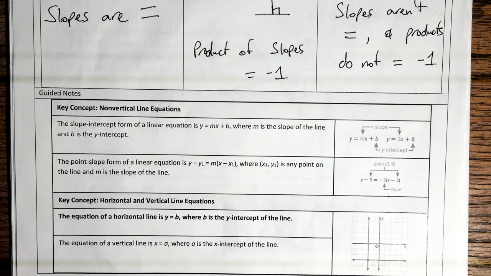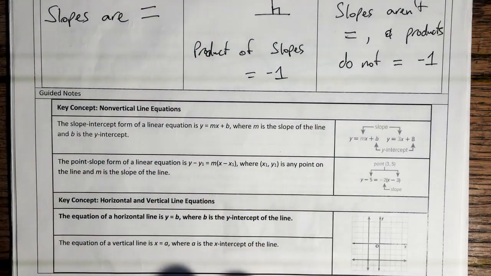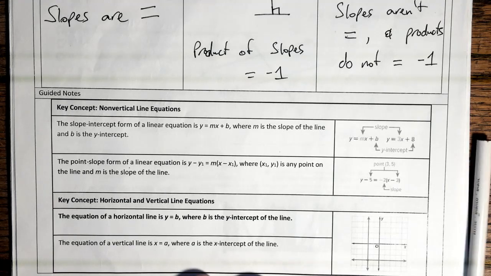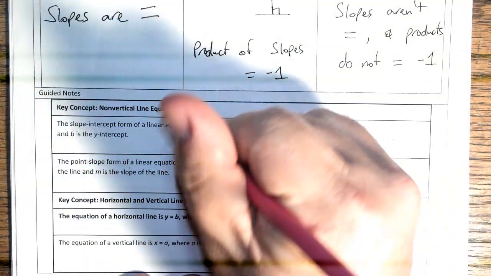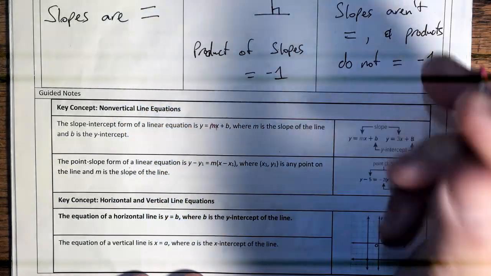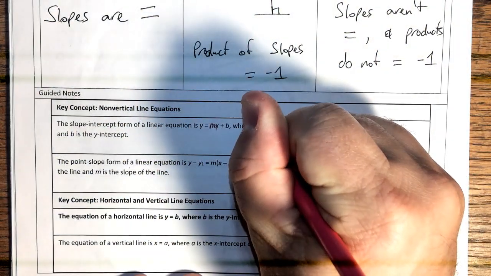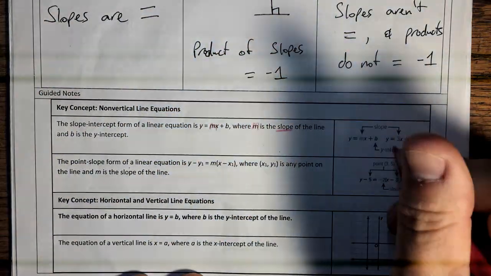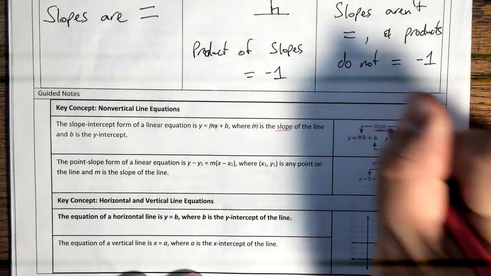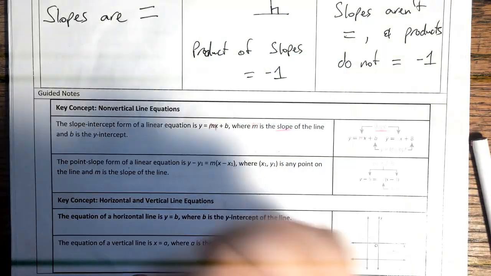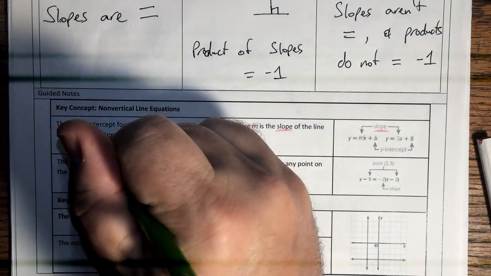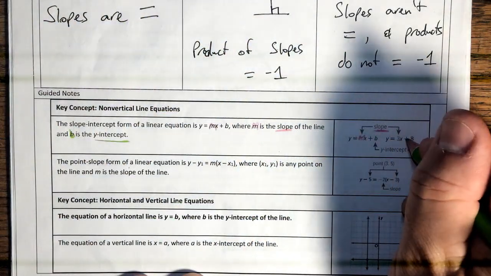All right, so our key concept, non-vertical line equations. The slope-intercept form of a linear equation is y equals mx plus b, where m is the slope of the line, and where b is the y-intercept.